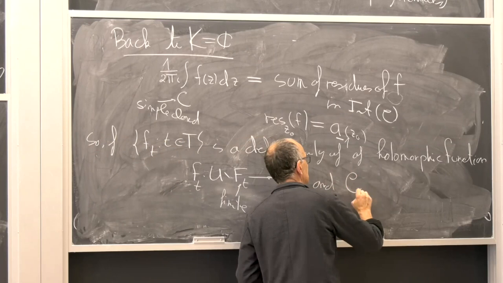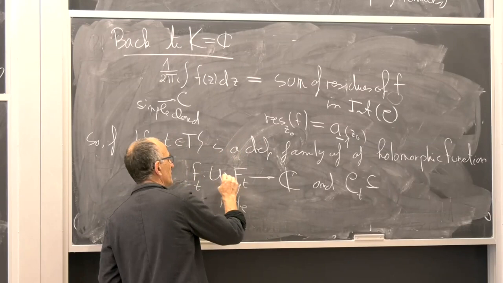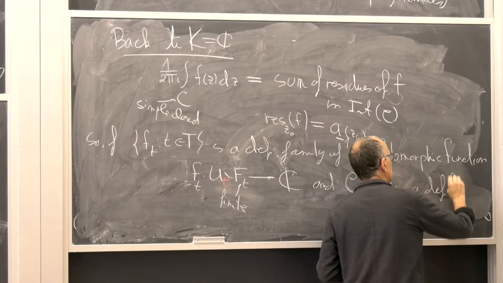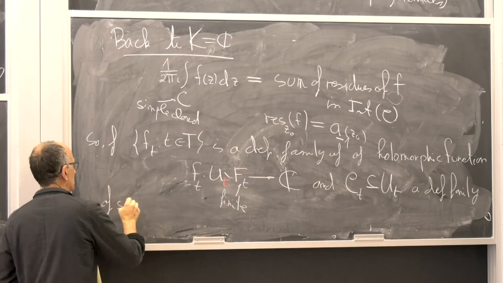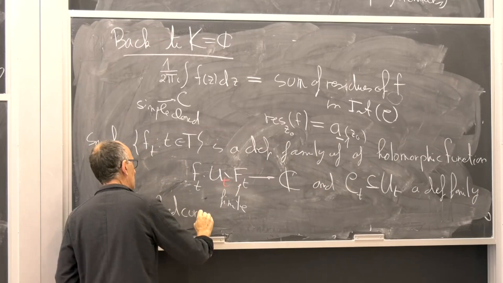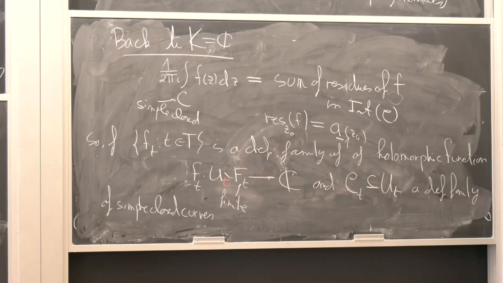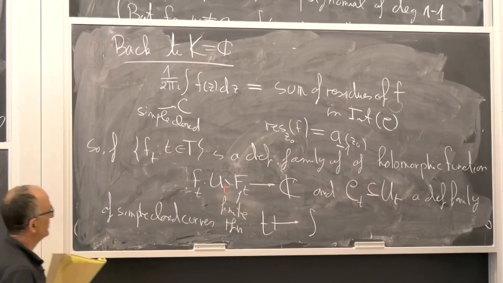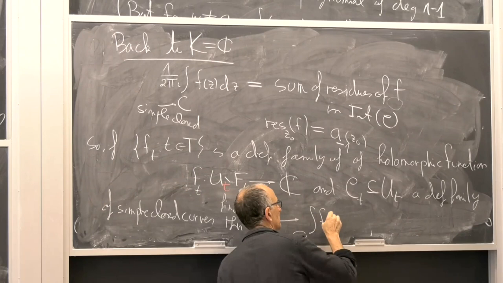And C_t should be U_t, sorry, not the same U. Everything moves: C_t inside U_t, a definable family of simple closed curves. Then the function which assigns to every t the contour integral, t maps to, well, I could do 1 over 2 pi or without 1 over 2 pi, this is a constant, the contour integral of f over C_t is definable.